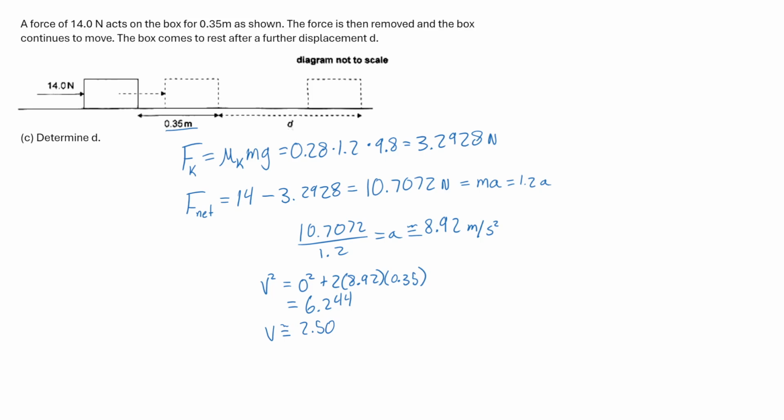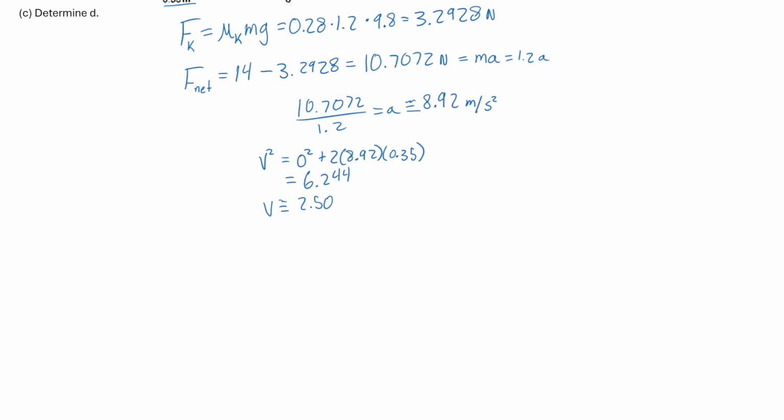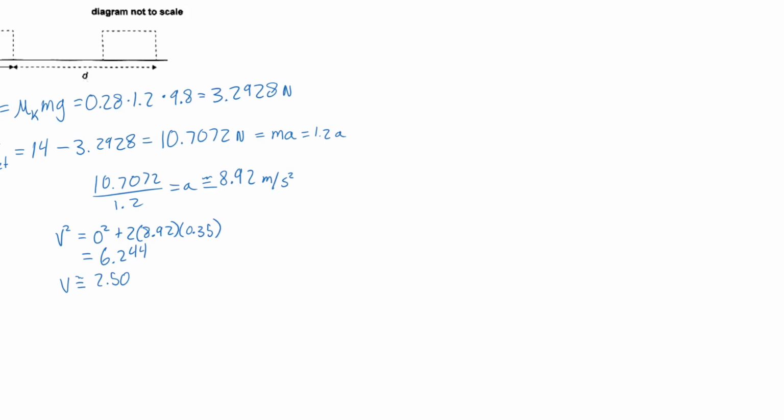Right. So where do we go from here? Well, once the force is removed, kinetic friction is the only horizontal force, and it is causing negative acceleration. In other words, deceleration. So let's calculate our new acceleration. This time, our acceleration is the negative 3.2928, which we found right here. Now it's negative since we're decelerating. Acceleration is negative, and it's divided by 1.2. So what I get is negative 2.744 meters per second squared.